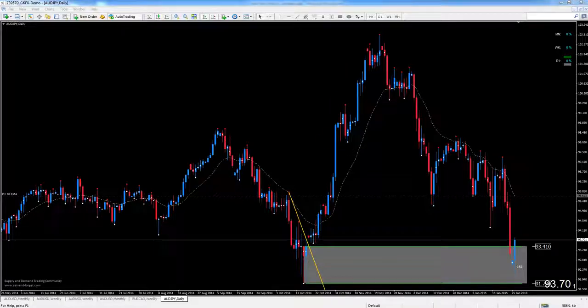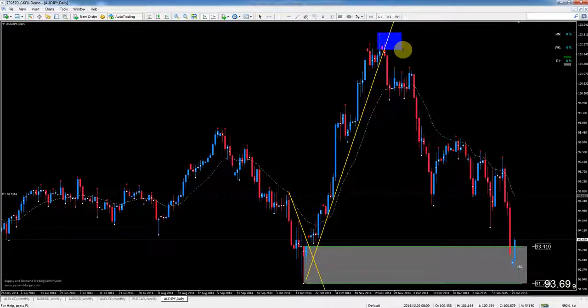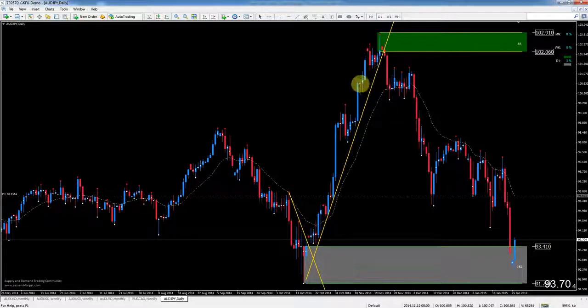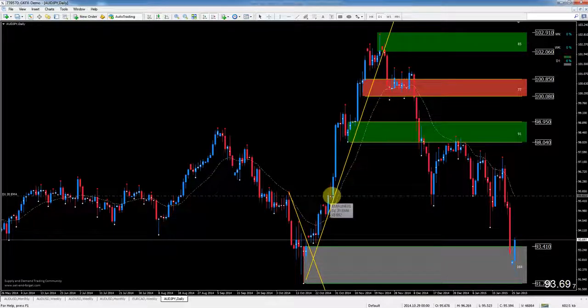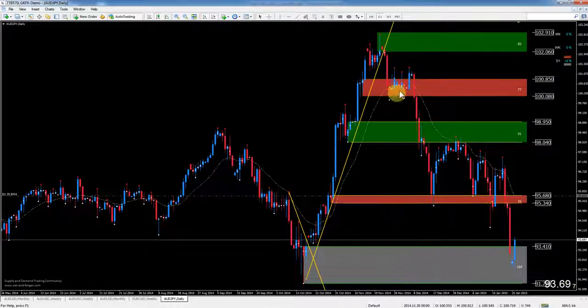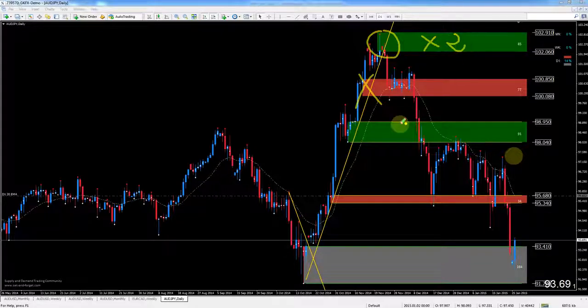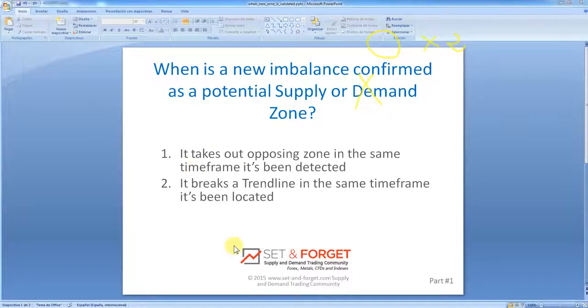Yes. So here we've got that trend line. We have also this area of supply, and then we've got demand, and demand, and demand. So this area of supply here took out this area of demand, but also broke the trend line. This is valid for two reasons. These two reasons, first one and second one.